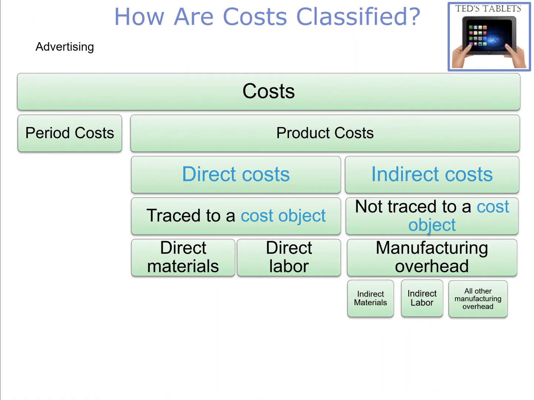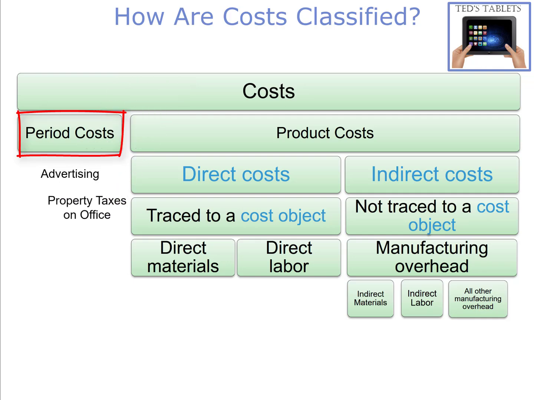How about advertising? How do we classify that cost of advertising? Advertising helps sell products. It doesn't help us build the product, so this is a period cost. How about property taxes on the office? The office is not where the tablets are made, so this is a period cost.